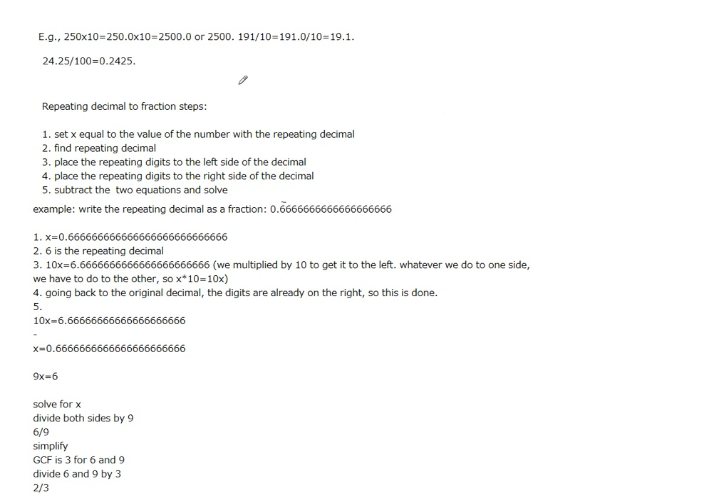I have these written out. I'll try to make it as simple as possible. Set x equal to the value of the number with the repeating decimal. Find the repeating decimal. Place the repeating digits to the left side of the decimal. Place the repeating digits to the right side of the decimal. Subtract the two equations and solve.